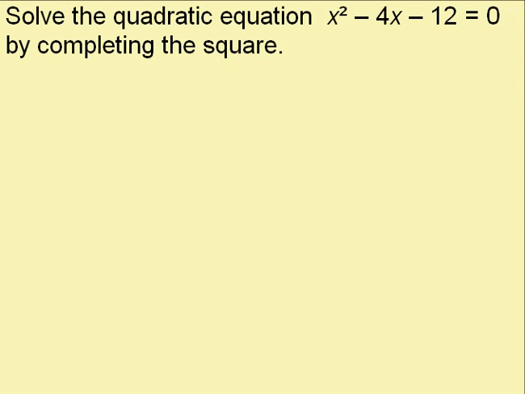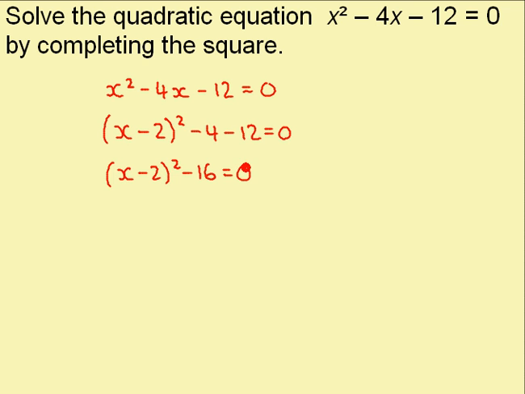I'm being asked to solve this quadratic equation here using the completing the square method. So to do this, I complete the square in my usual way, and I get x minus 2 squared minus 16 is equal to 0.